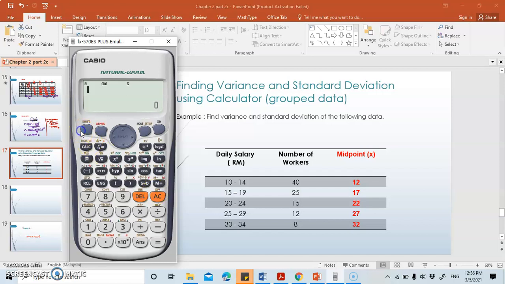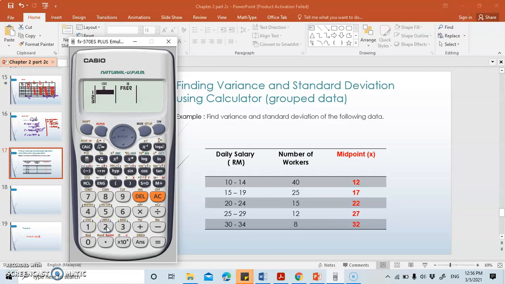Now you need to press shift mode and then scroll down, and then number 4 here. Number 4 is for stat. After you press number 4, you must choose whether you want to turn the frequency on or off. For now we have the frequency, so we must turn on the frequency, number 1. Now the next step is to insert the data into this calculator. So press shift and then stat number 1, and then data, because we want to insert our data.